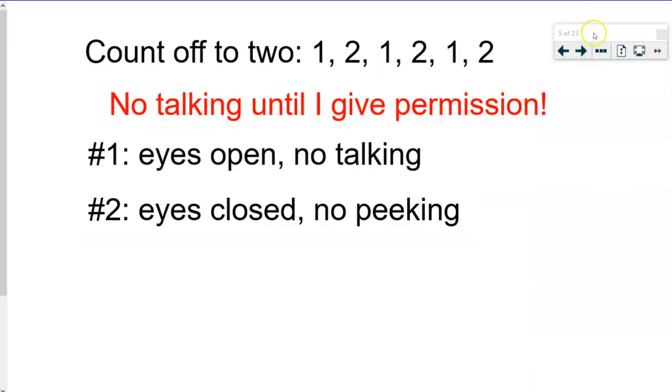So here's the little activity that I have. We're just going to count off 1 and 2. One person will say 1, I'll point to the next person, they'll say 2, I point to the next person, they say 1, 2, you get how it goes, right? 1, 2, 1, 2. I'll give more directions, but first let's figure out who's the 1s and who's the 2s. But here's the thing, no talking until I give permission. After we do that count off, no talking. And then I'll give more directions.